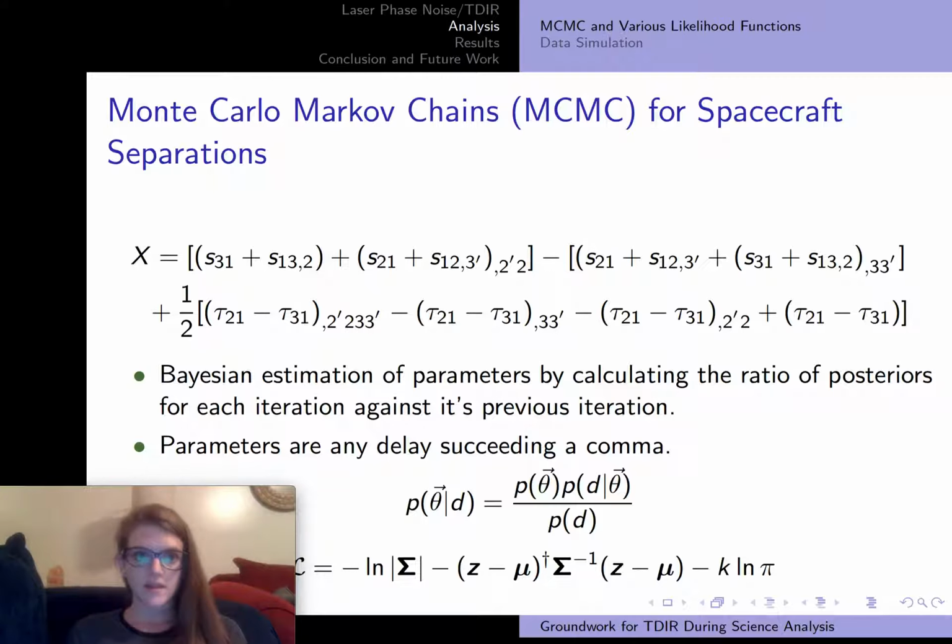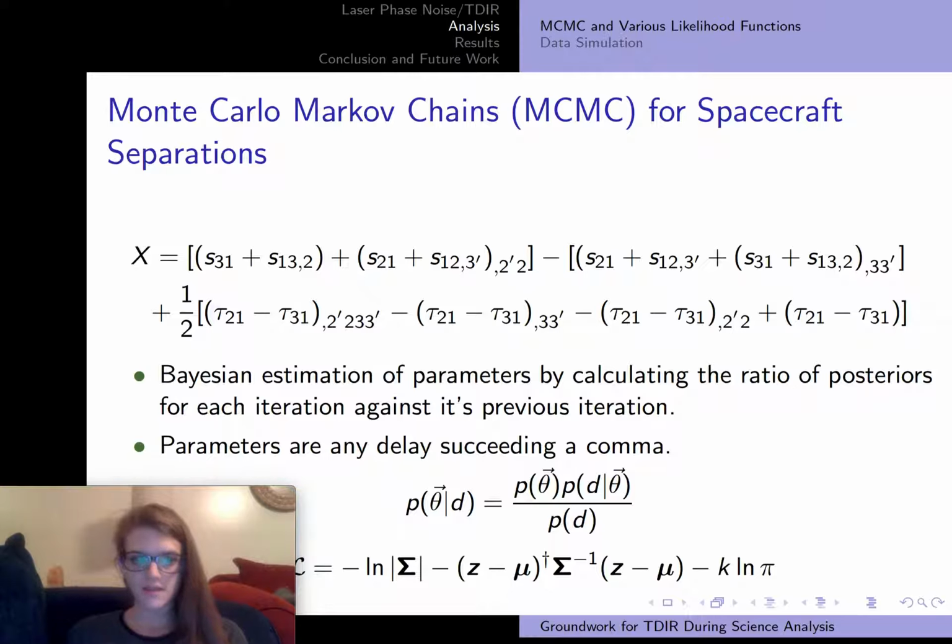So yes, this method is using a Monte Carlo Markov chain, an MCMC. You all might be familiar with this as well, but just as a quick recap, it is a Bayesian way of estimating the parameters by calculating the ratio of posteriors at a given iteration against its previous iteration only. And so you propose many samples and they get accepted or rejected based off of their posterior probability and its comparison to its last previous. So you end up with a large data sample that represents the distribution of the parameters in question.